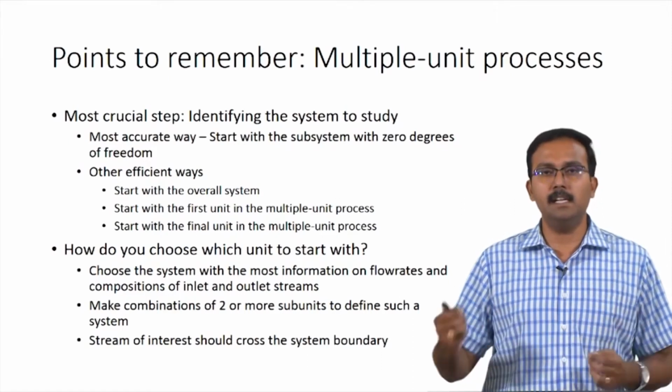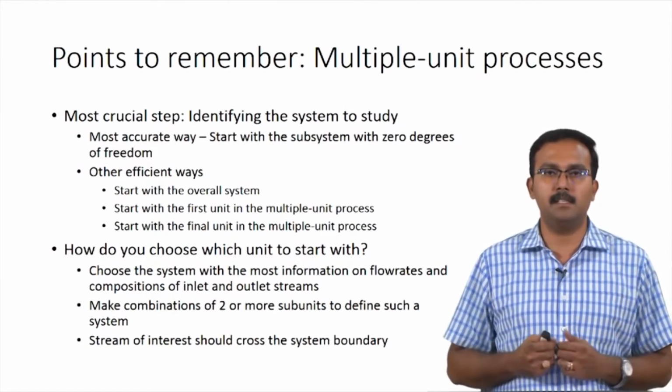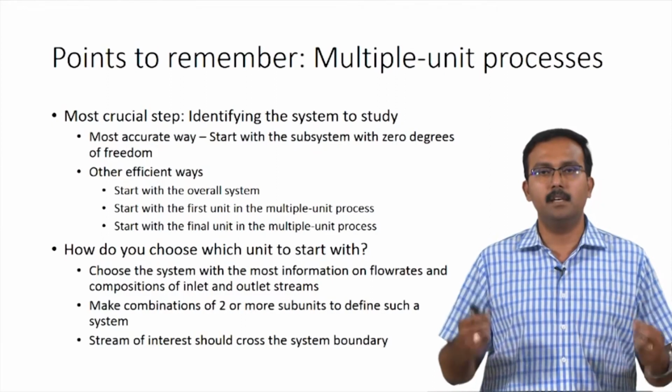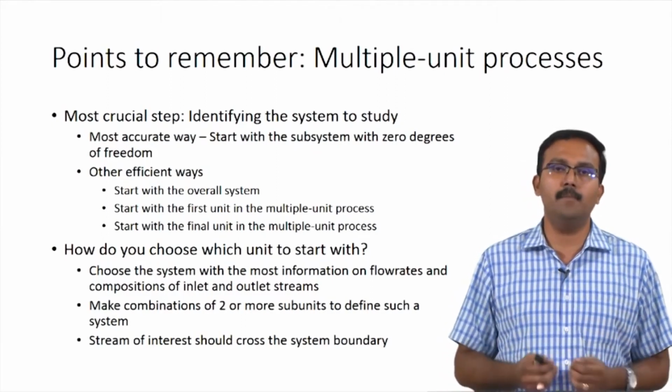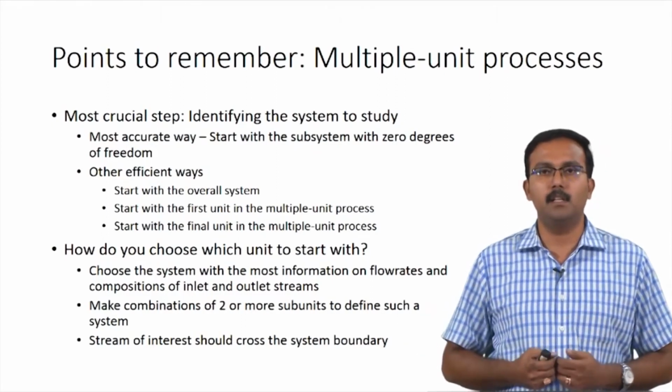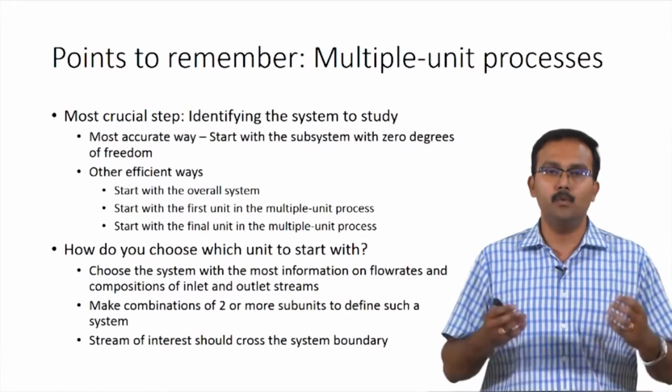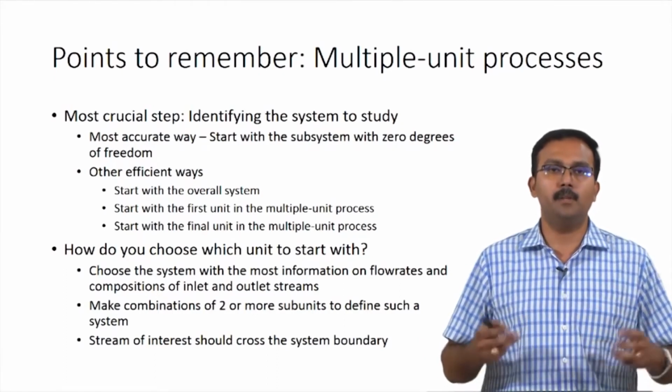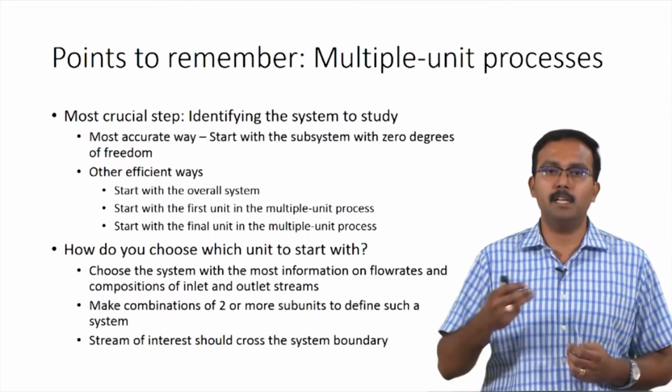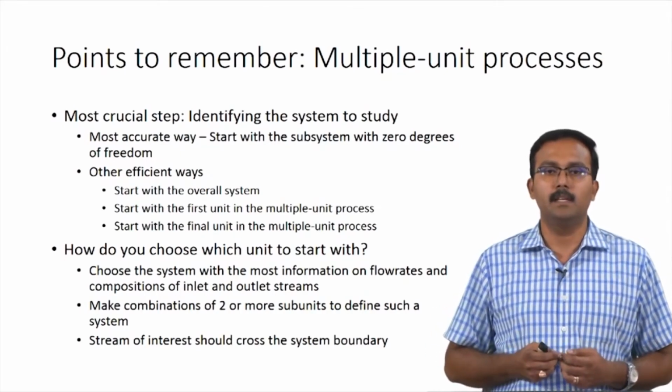If a single subunit does not have such a system, then you would make a system which is a combination of 2 or more subunits. The overall system which you would choose would be such a combination where you have 0 degrees of freedom, and that is where you would want to start.